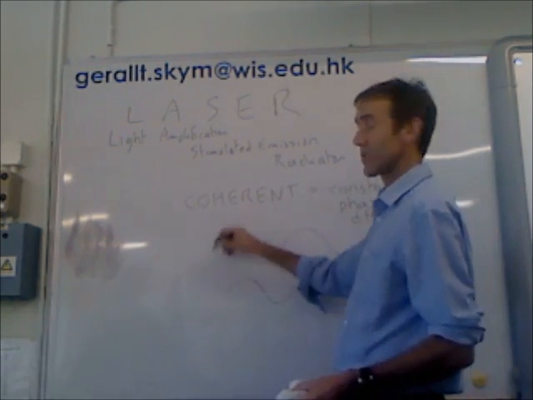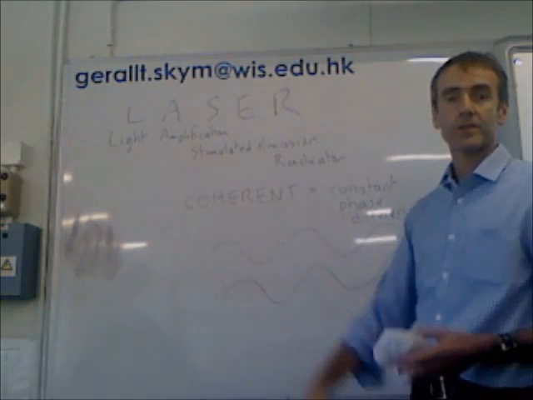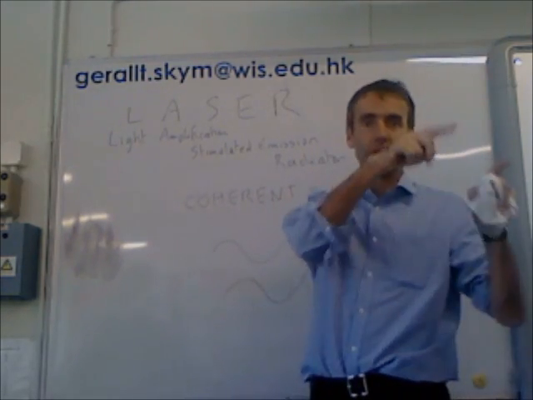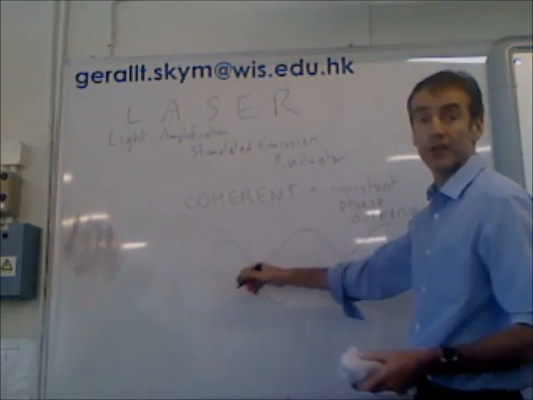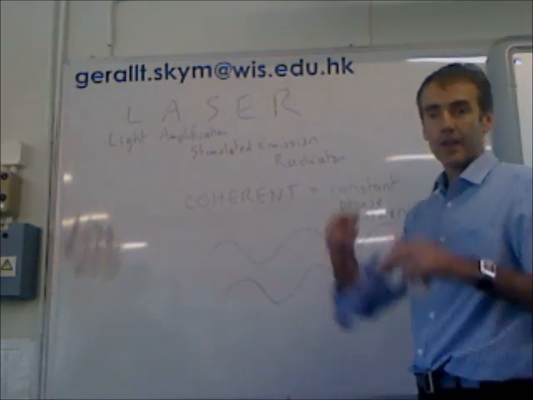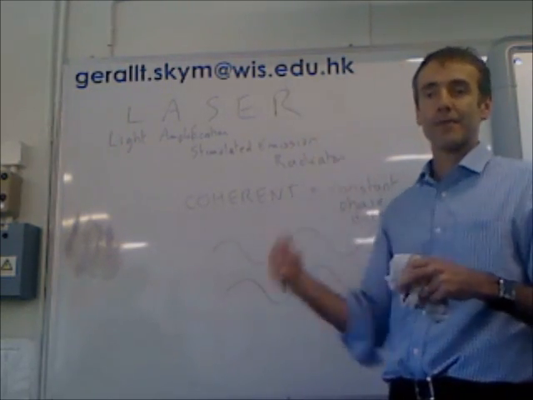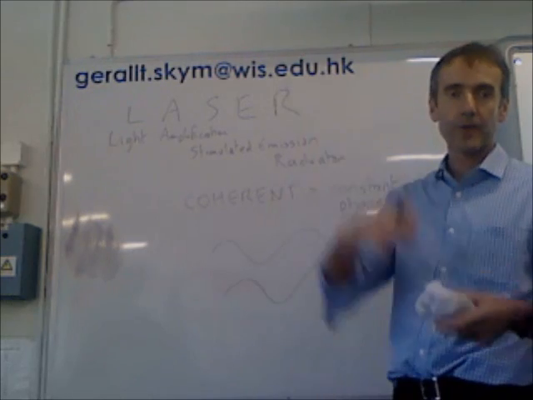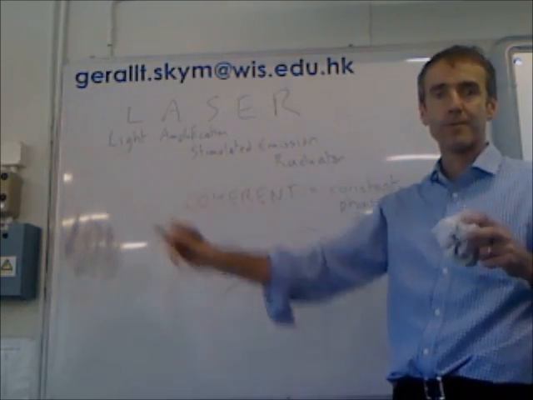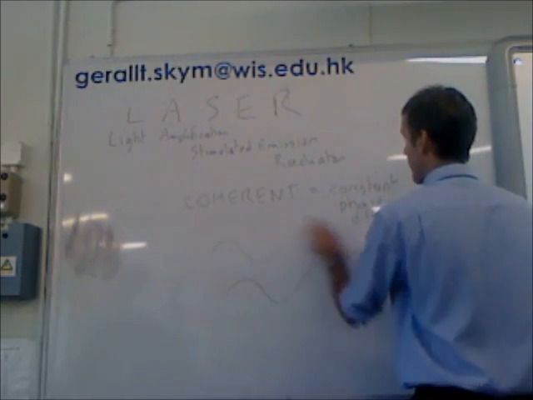Even if one of them switches a little bit, the other one's going to switch the same. So they're constantly in phase and out of phase. And that means you can get constructive interference and the wave will build up. There might be a few out of phase, but on the whole, it builds up, builds up, builds up. You have a big coherent beam of light. Okay, that's one of the keywords.